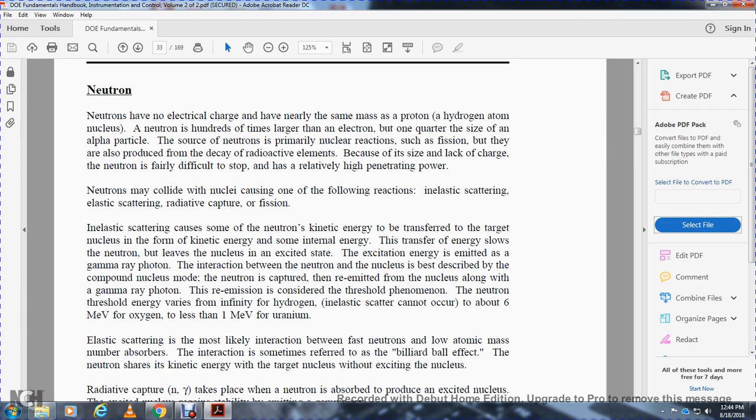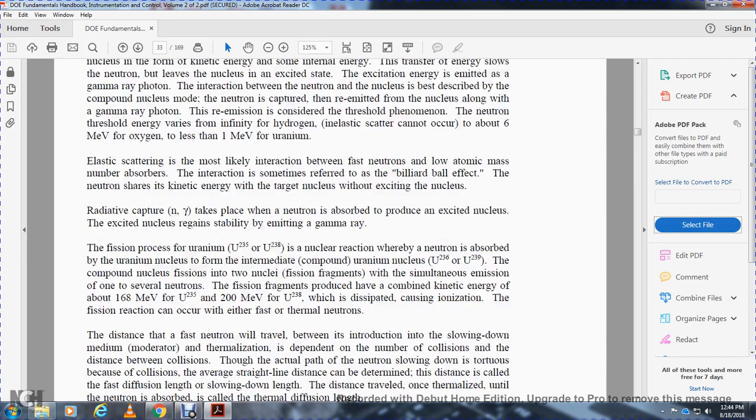Threshold energy varies with the nucleus. With hydrogen, inelastic scattering cannot occur; it requires about 2 to 6 million electron volts for oxygen and less than 1 million electron volts for uranium. Elastic scattering is most likely the interaction between a fast neutron and a nucleus of low atomic mass. It is sometimes referred to as the billiard ball interaction, because the neutron shares its kinetic energy with the target nucleus without exciting the nucleus.